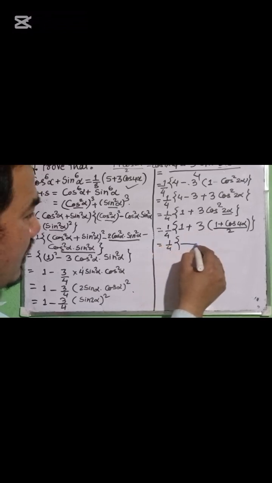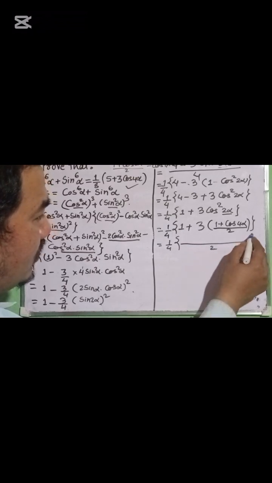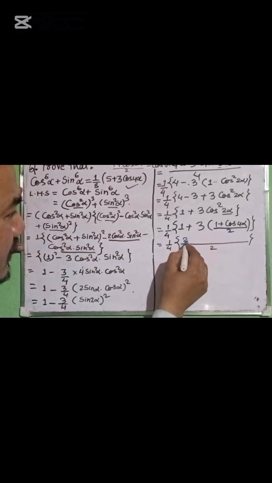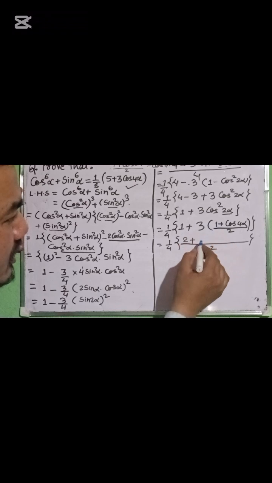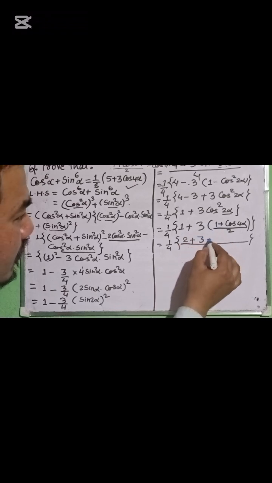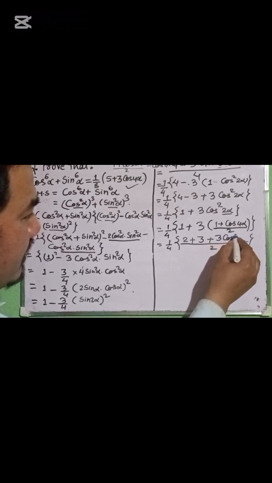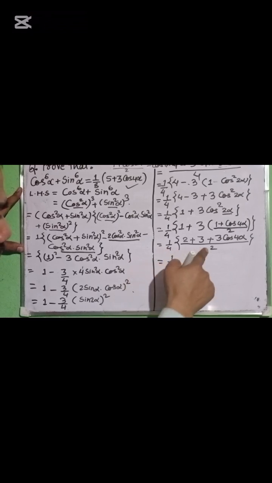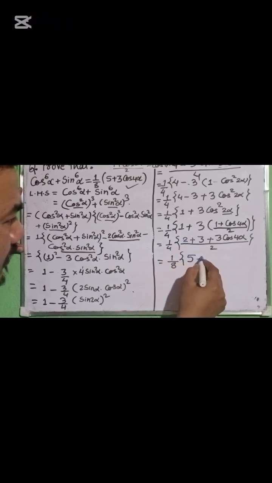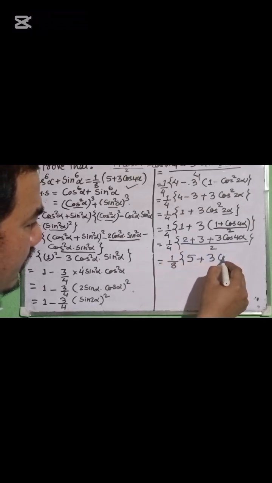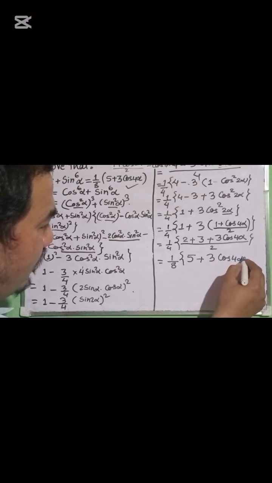Here draw a long line, right? 2, then 2 ones are 2 right here, plus, and when you remove this bracket, it will be here 3 plus 3 into cos 4 alpha means 3 cos 4 alpha. Then 1 remains 1 only here. If you multiply 4 by 2, it will be here 8. And right here 2 plus 3 is 5 plus 3 cos 4 alpha.